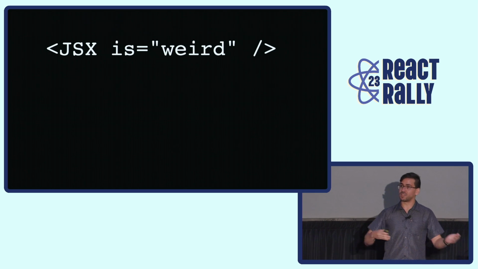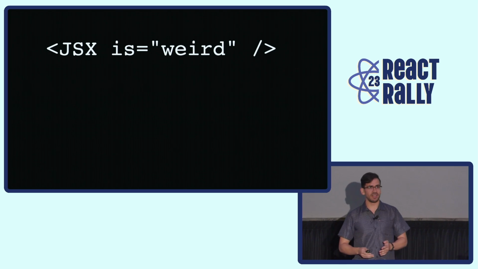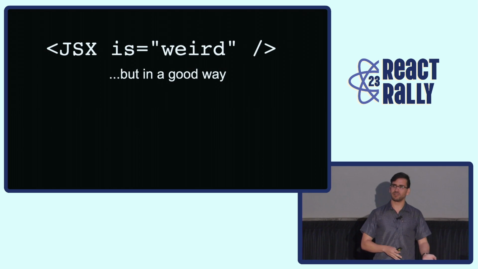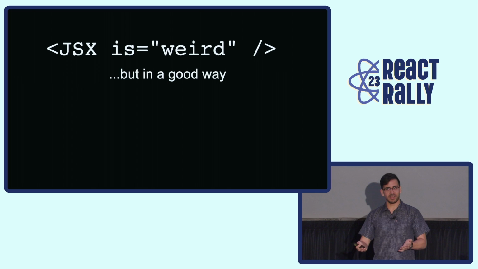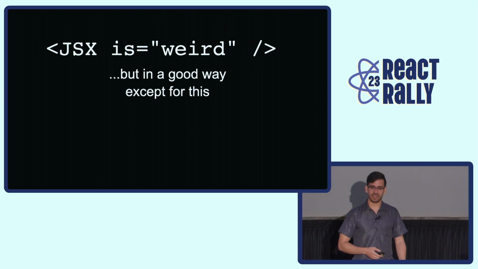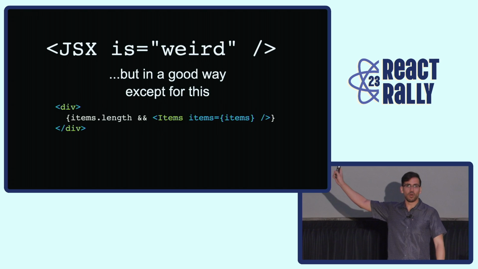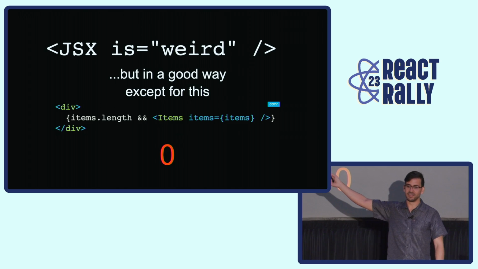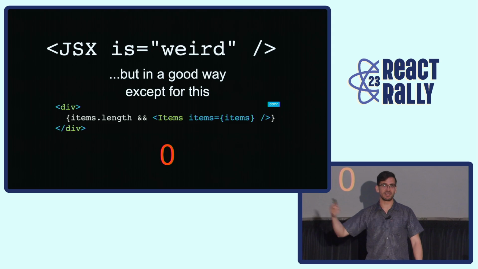I think when React was announced, we all sort of understood it like, hey, that's weird, but it's weird in a good way because it feels very familiar to us. It's HTML, right? We're comfortable doing that, and it's a little bit more comfortable than using a templating language, except for this. What is wrong with this code? Anyone know? Shows 0. Yeah, 0. Super, super weird. It still gets me.